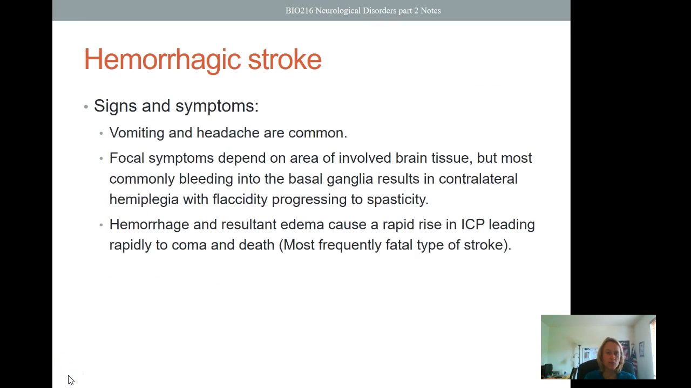Signs and symptoms of a hemorrhagic stroke include vomiting and headache, okay, because we have an increase in intracranial pressure. Focal symptoms are going to depend on the area of the involved brain tissue, but most commonly we have bleeding into the basal ganglia that results in contralateral hemiplegia with flaccidity progressing to spasticity. The hemorrhage and the resultant edema can also cause a rapid rise in intracranial pressure, and that can lead to brain herniation, coma, and death. This is the most frequently fatal type of stroke with the worst prognosis.